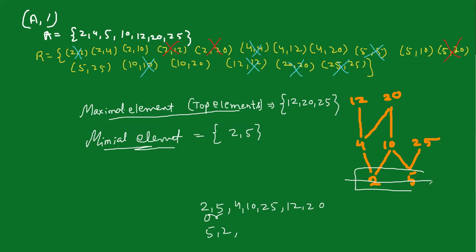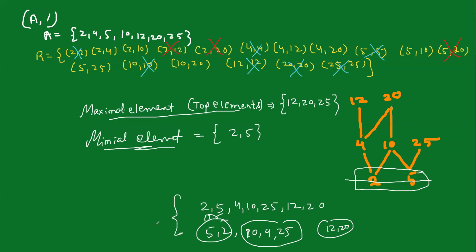Order doesn't matter. The first level can be arranged in any way. You can also write 10, 4, 25. This is the second generation and this is the third generation. You can write 12, 20 or 20, 12. This is what topological sorting is.